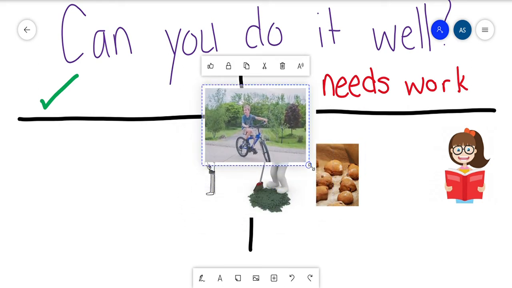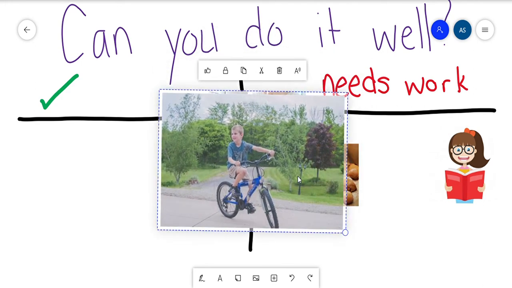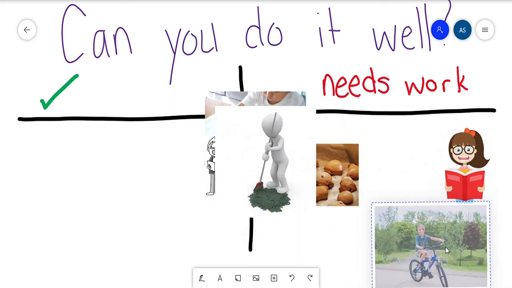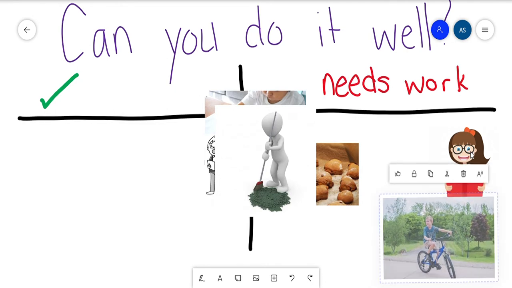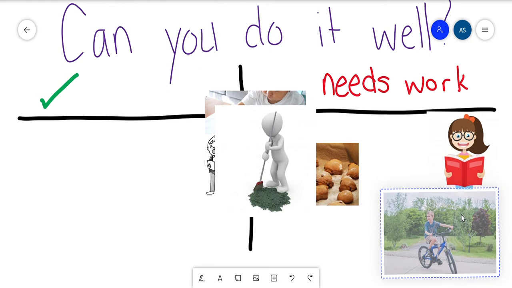All right, the next picture is riding a bike. Can you do it well? I bet some of you are doing pretty good riding bikes. You've had lots of time to practice since school has been out. Miss Simons is going to put this picture under needs work because I have not ridden a bike since I was a young kid. And I tried to ride a bike the other day and it was kind of scary. So I need to practice riding a bike a little bit more.